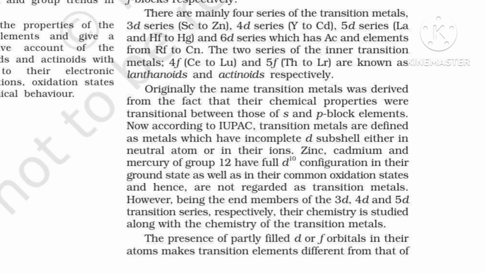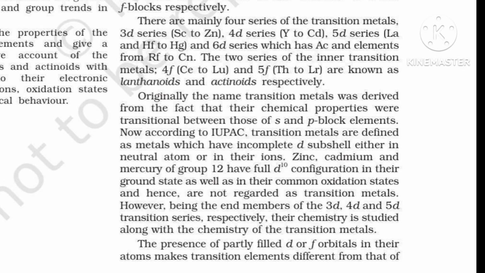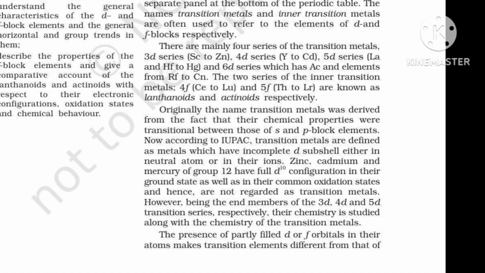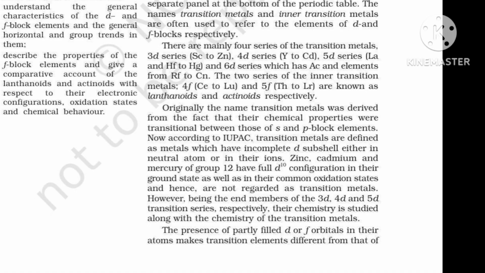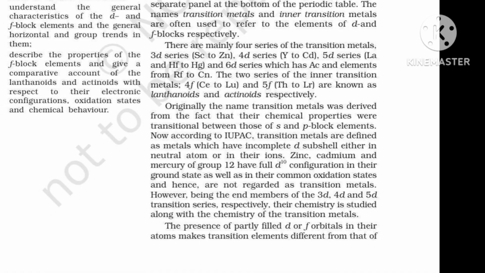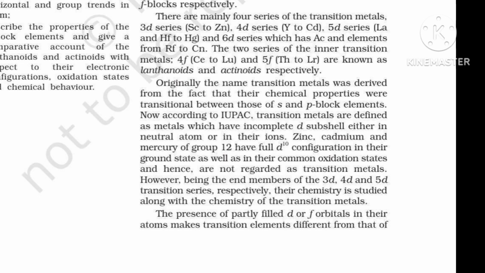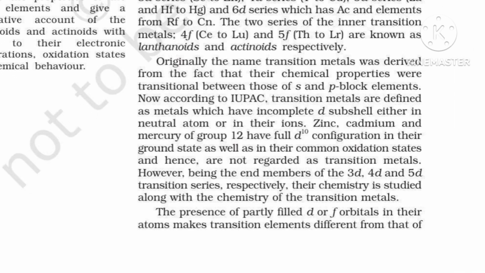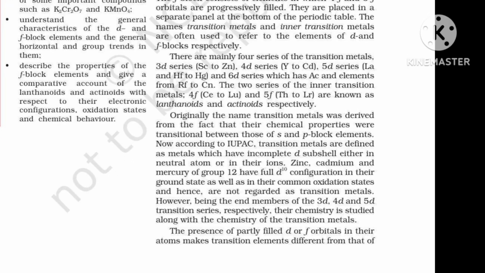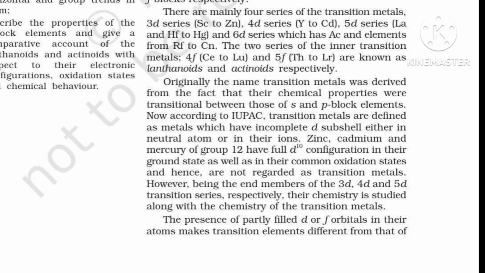Originally, the name transition metal was derived from the fact that their chemical properties were transitional between those of s and p block elements. Now, according to the IUPAC, transition metals are defined as metals which have incomplete d subshell either in the neutral atom or in their ions.